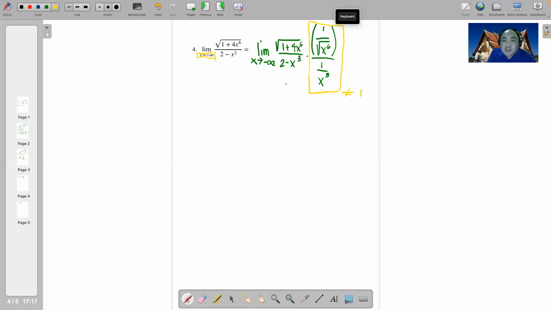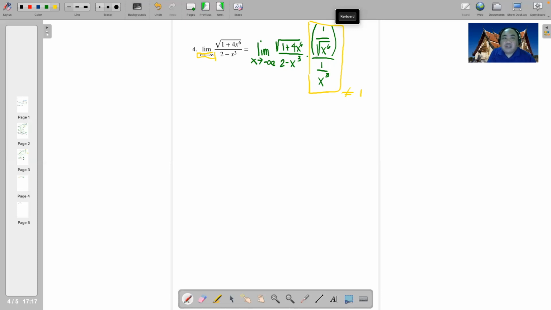Now, compare that to the denominator. You have a very large negative number and you cube it. Cubing does not make your number positive. For example, negative 2 cubed is negative 8. It's not 8. So the same thing, when you have a negative large number cubed, you get a negative number. So this is not equal to 1. In fact, this is negative 1.